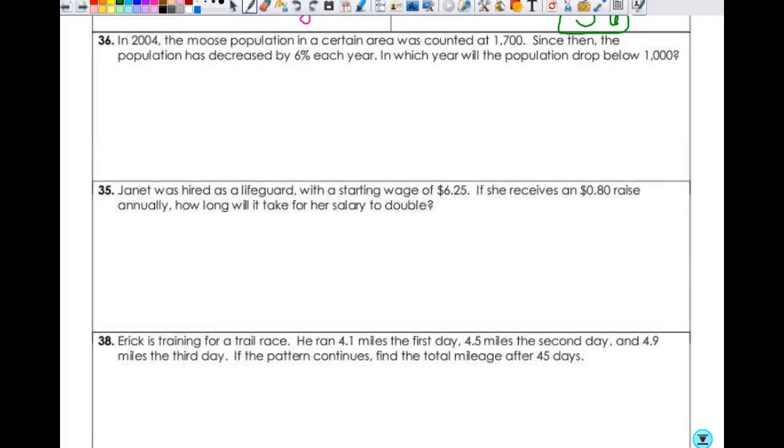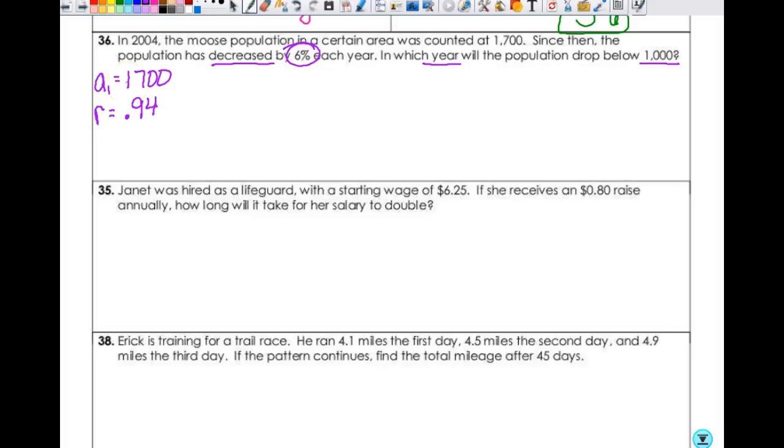36. In 2004, the moose population in a certain area was counted at 1,700. Since then, the population has decreased by 6% each year. In which year will the population drop below 1,000? Okay, so 1,700, that's going to be A1, right? R is going to be equal to, if it drops 6% each year, that means there's only 94% as much, so 0.94 is my R.